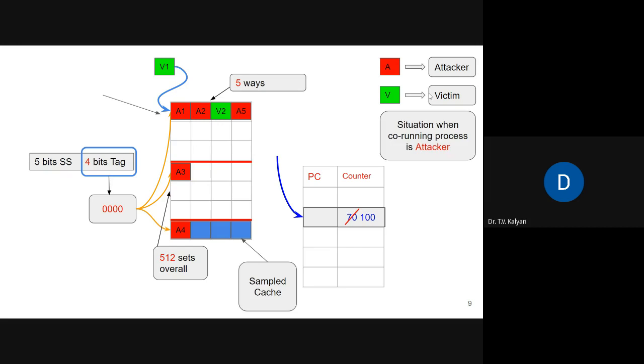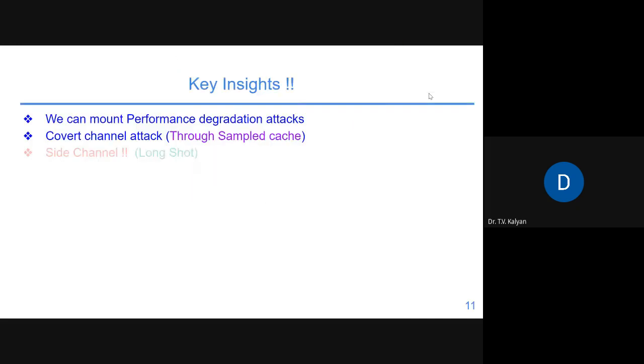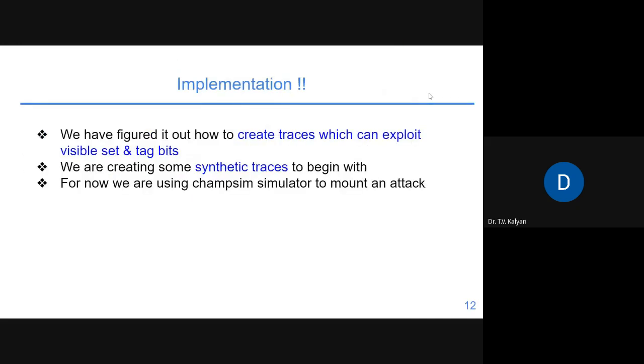Okay, can you go to the next steps part once? The last slide, the implementation part. Can you share what the work is on the first point? How did you figure it out?